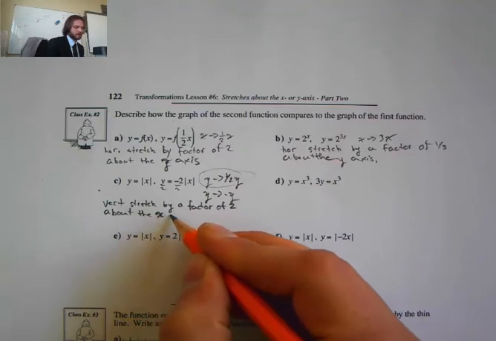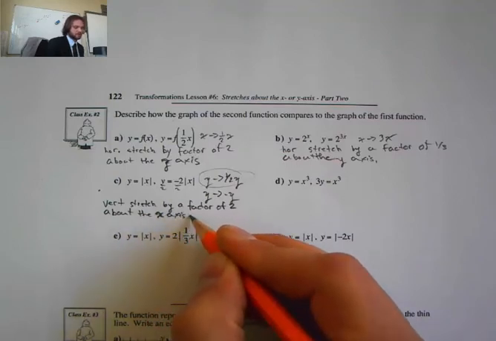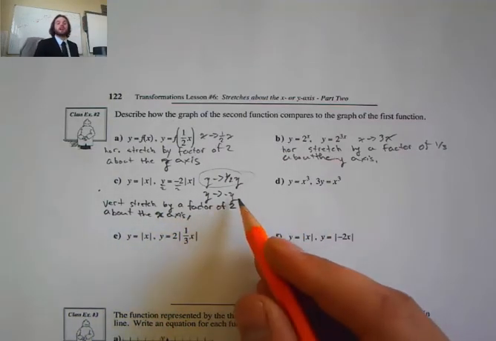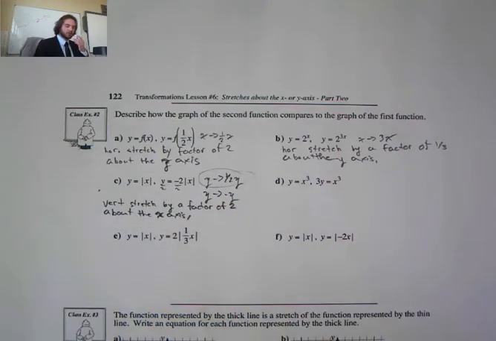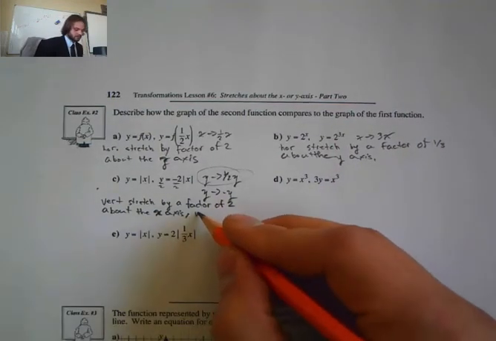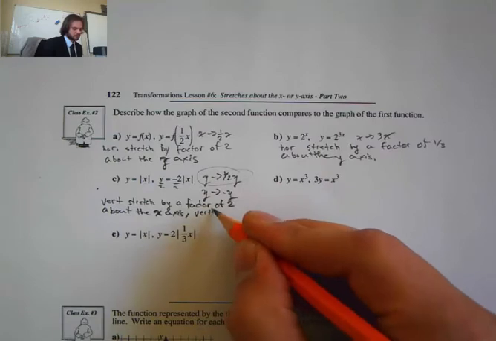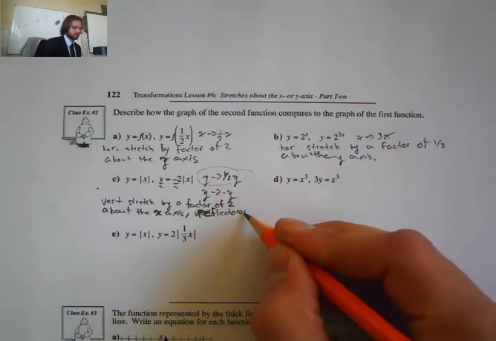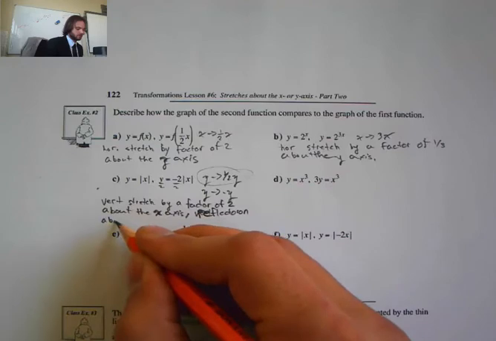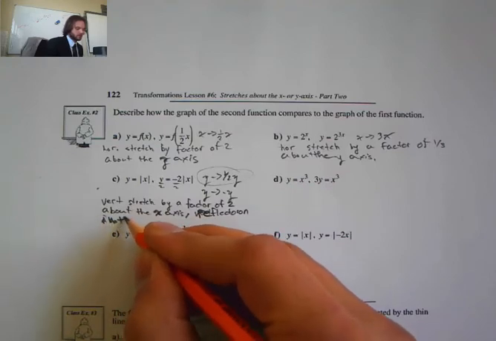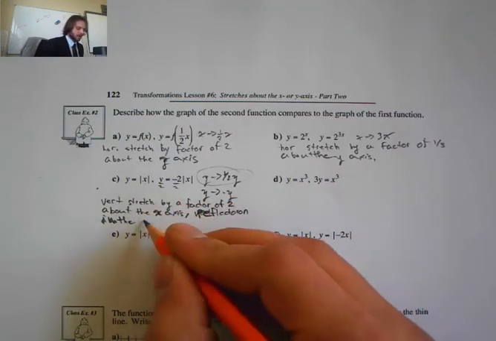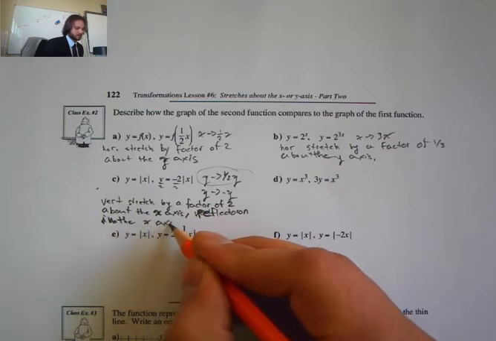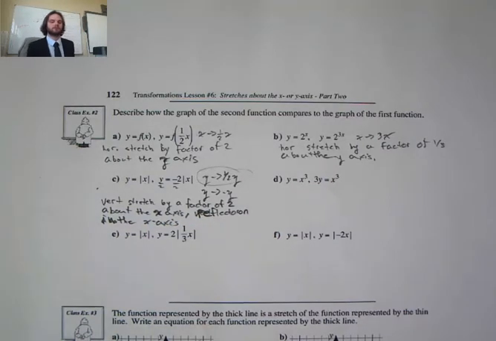Or sorry, about the x-axis. And then we also have a vertical reflection, or a reflection, let's put reflection, about, or in, the x-axis. Okay? So that's a vertical reflection, right?